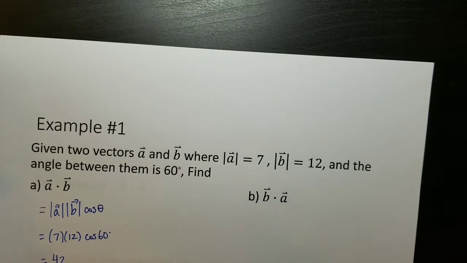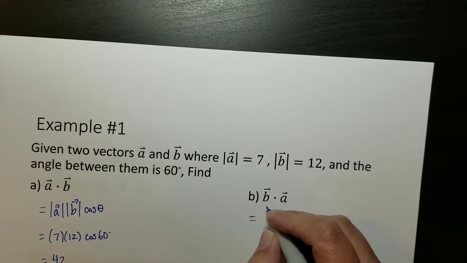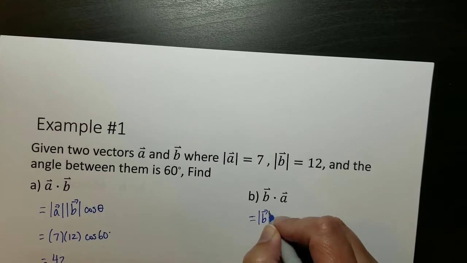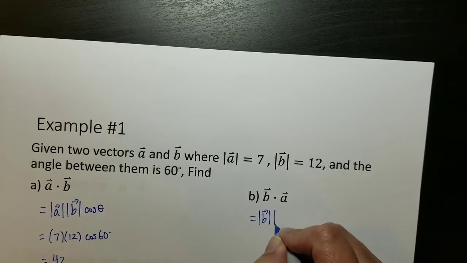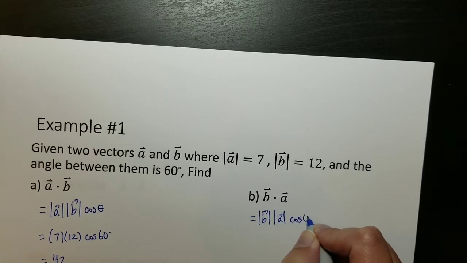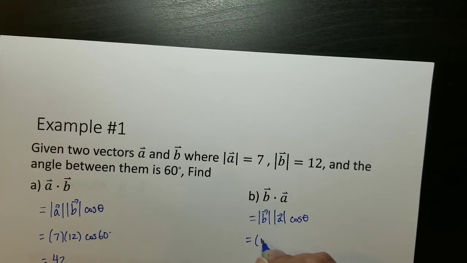The next one is looking at B dot A. Now, is that going to be any different? Remember, our equation is the magnitude of the first one times the magnitude of the second one, so magnitude of B, magnitude of A, cos theta. So here we've got 12 times 7 times cos 60. Obviously that's going to be the exact same thing.